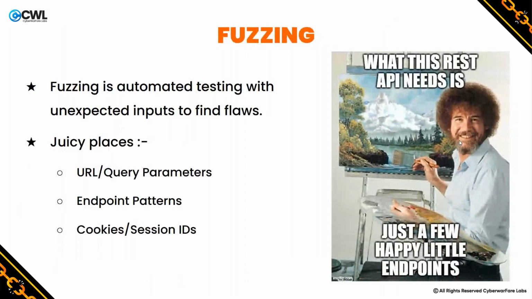And essentially, fuzzing means if we have found any endpoint, we are giving that endpoint very unexpected inputs.